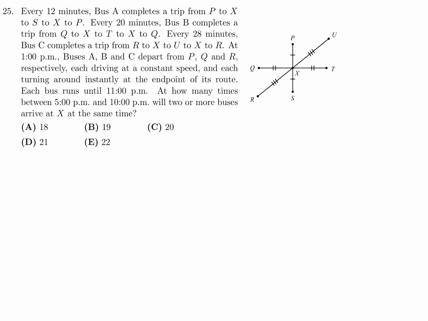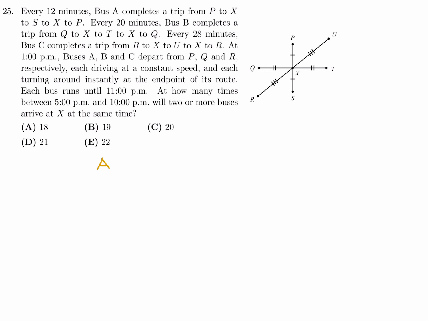Every 12 minutes, bus A completes a trip from P to X to S to X to P. Every 20 minutes, bus B completes a trip from Q to X to T to X to Q. Every 28 minutes, bus C completes a trip from R to X to U to X to R. At 1 p.m., buses A, B, C depart P, Q, R respectively, each driving at a constant speed and turning around instantly at the end point of its route. Each bus runs until 11 p.m. At how many times between 5 and 10 p.m. will 2 or more buses arrive at X at the same time?